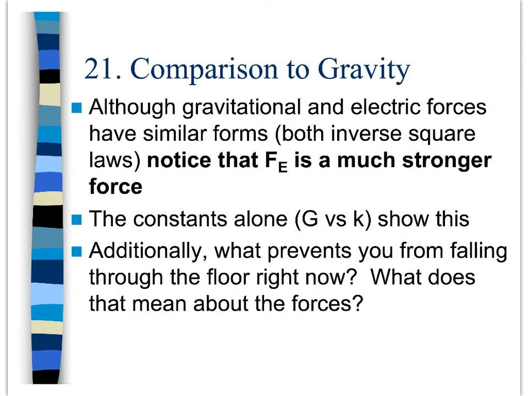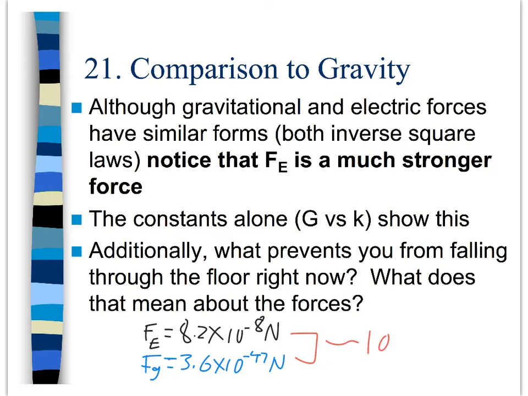So let's take a look at how those two forces compare. Our electric force there was 8.2 times 10 to the negative 8th newtons. Our gravitational force was many orders of magnitude smaller, 3.6 times 10 to the negative 47th newtons. And if we're looking at that difference there, that's a difference of about 10 to the 39th. Okay, that is a massive difference between them, 39 orders of magnitude different. And so we see that Fe is a much stronger force.